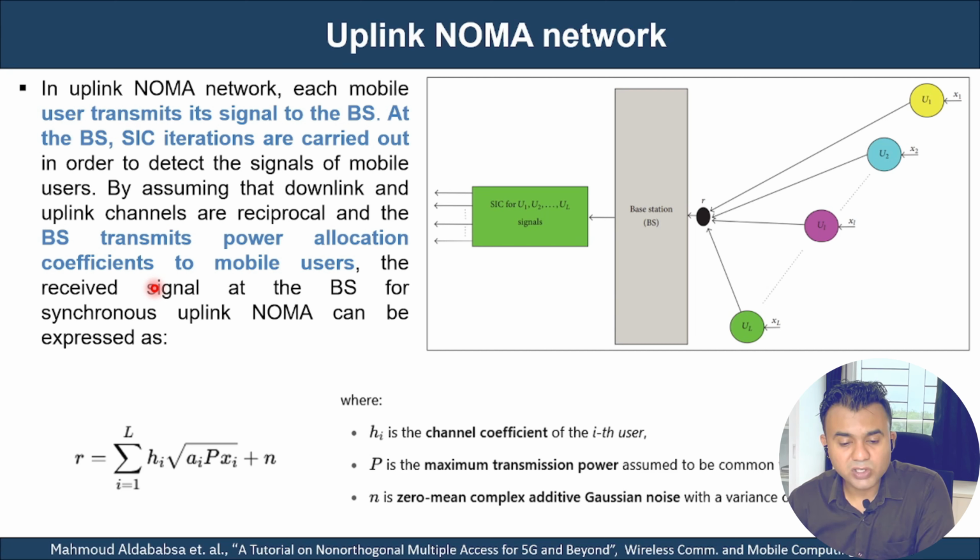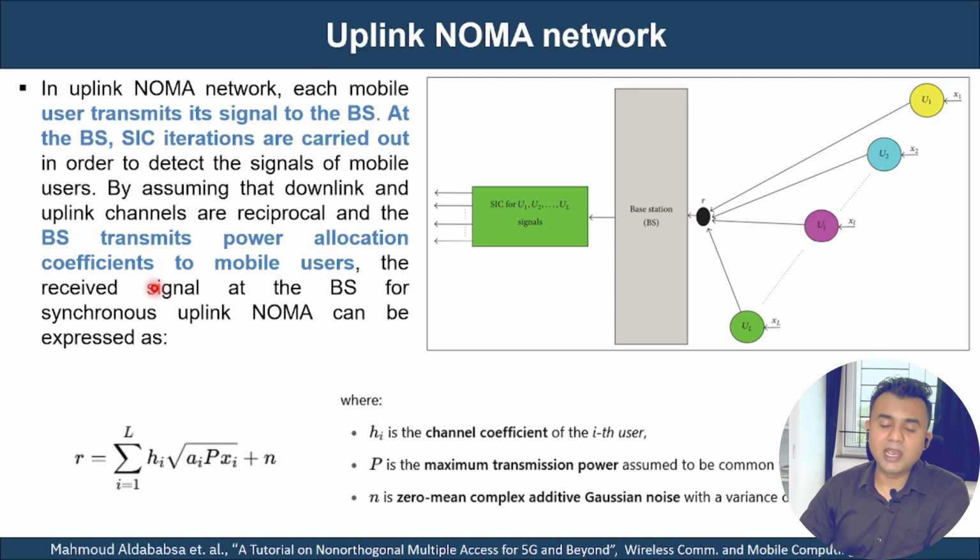So the base station transmits the power allocation coefficients to the mobile users, and the received signal at the base station for synchronous uplink NOMA can be expressed by this formula: R equals the sum from i equals 1 to L, which covers all users, of h_i times the square root of a_i P x_i, plus N, where h_i is the channel coefficient of the channel for that particular user.